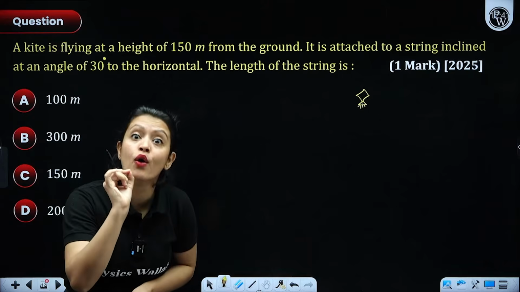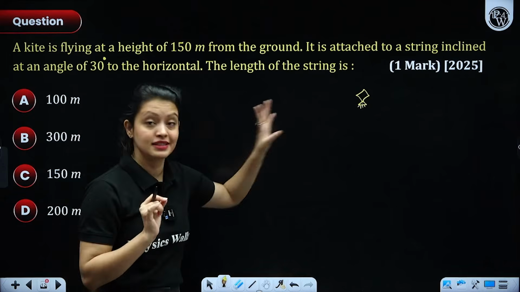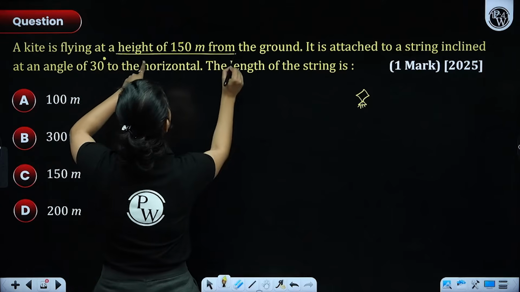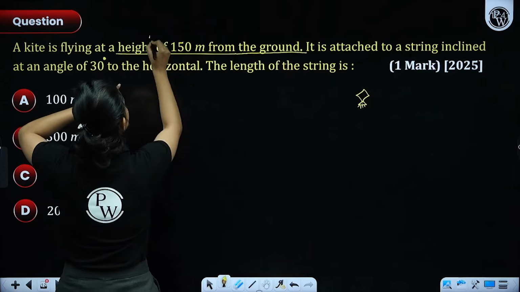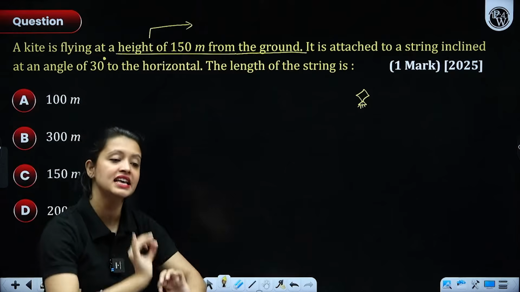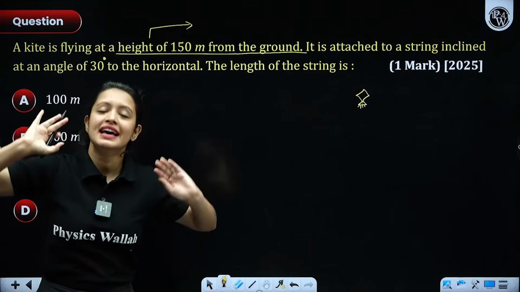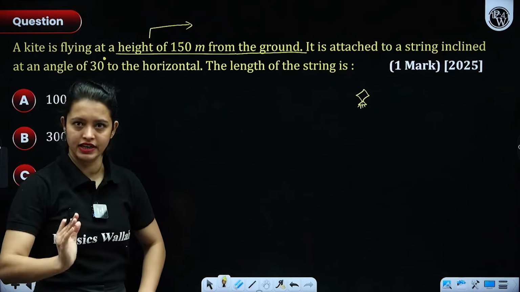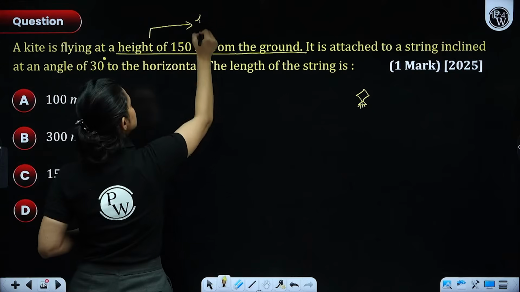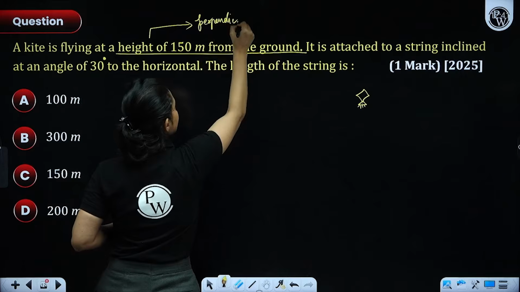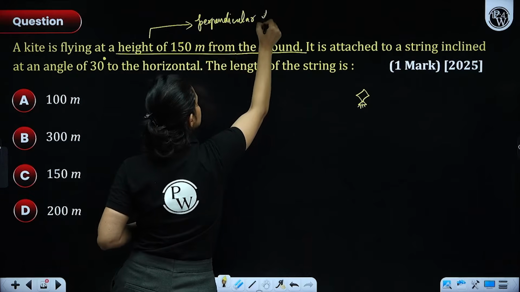So you will consider it as a point size object. This is my object. It is flying at a height of 150 meter from the ground. Whenever height from the ground is given, this thing is this much meter above the ground. Remember, perpendicular, straight height is given. So this is perpendicular height. You should never get confused in this.